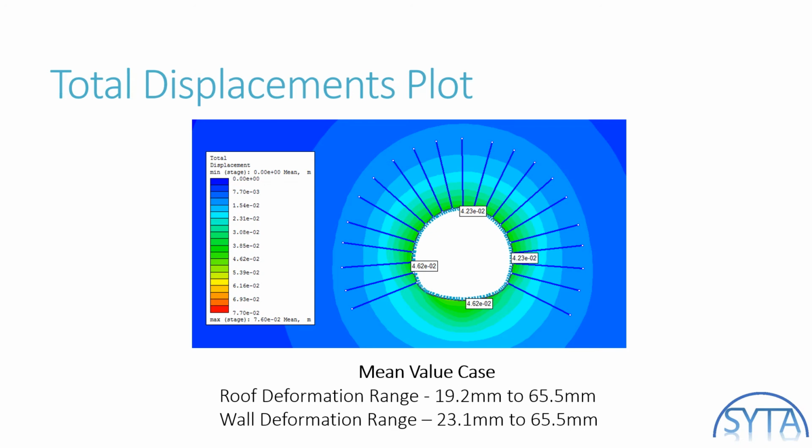So this is the total displacement plot visible on the screen. It shows the mean value case, which has a roof deformation ranging from 19.2 to 65.5, and the wall deformation ranging from 23 to 65.5 mm.